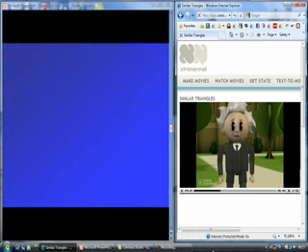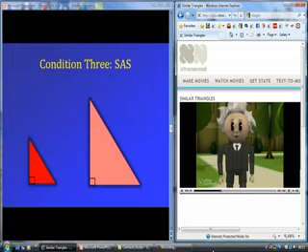Finally, if two pairs of sides of two corresponding triangles are in the same ratio, and the included angle of both triangles are equal, then both triangles are considered similar. Let us follow an example to illustrate this better.